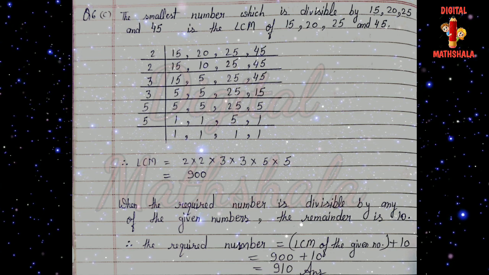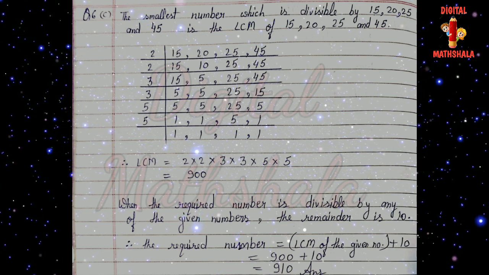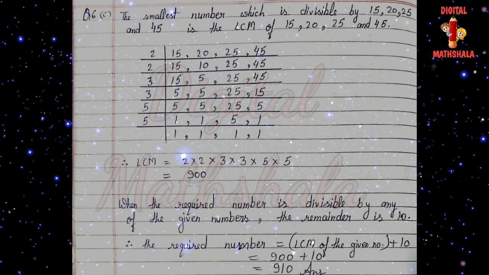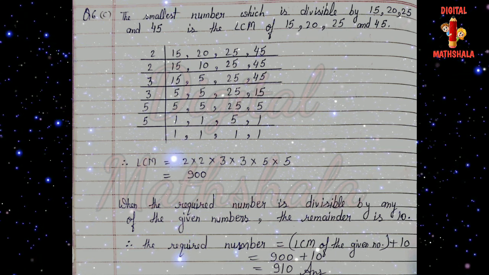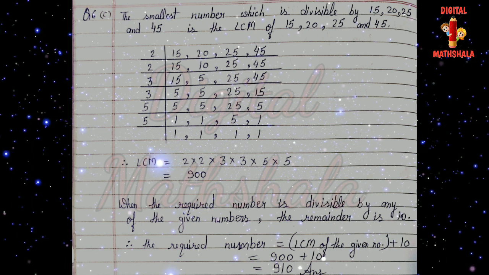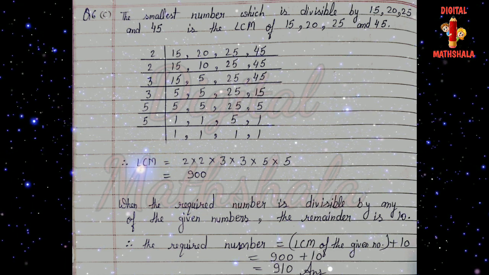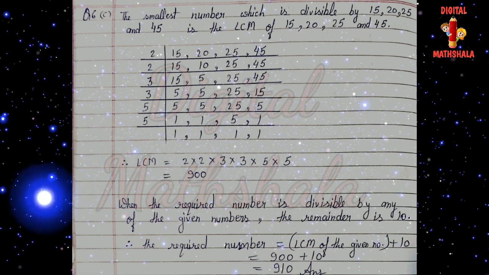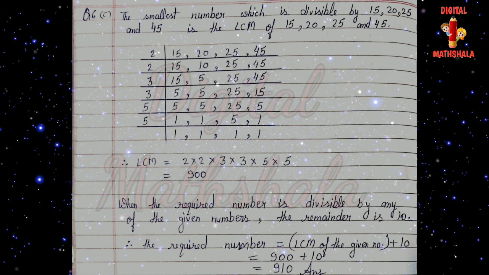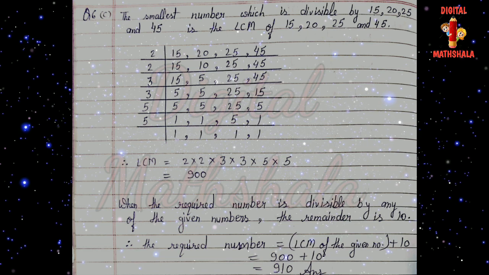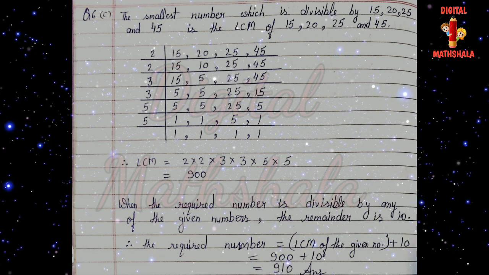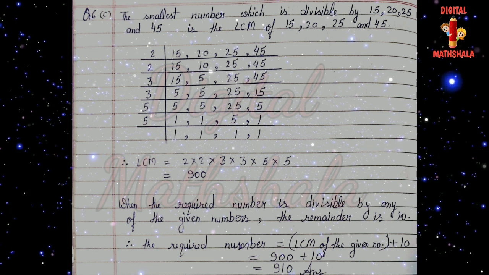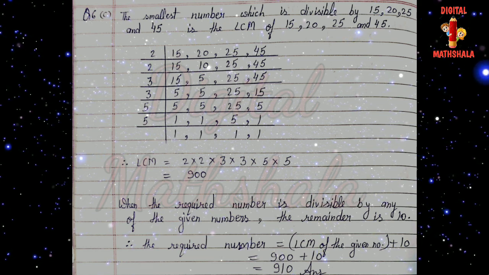So in this question also we will write all these 4 numbers together and we will find out the LCM. So here you can see the factors for the LCM are 2 multiply 2 multiply 3 multiply 3 multiply 5 multiply 5. When we multiply this we will have 900 as the LCM. So when the number is divided by any of these numbers, the remainder is 10.